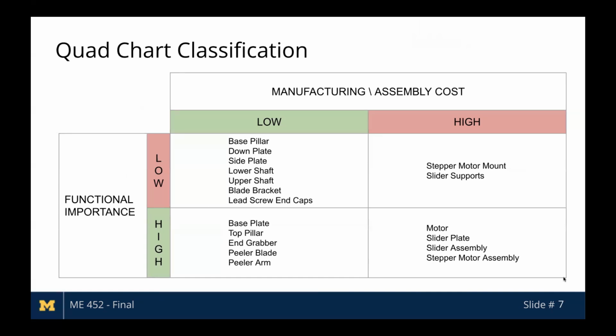Here's our quad chart classification. So on the bottom right, in the high cost and high importance quadrant, are the parts that are most ripe for redesign for manufacturing and for assembly.